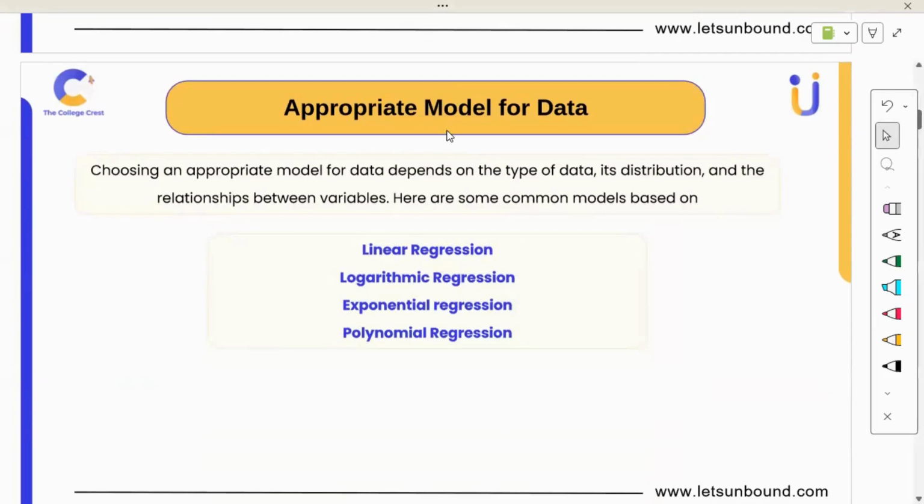For an appropriate model for data, we did many regressions: linear, quadratic, cubic, which come under polynomial regression, and logarithmic regression, exponential regression. So it depends upon the type of data, its distribution, and the relationship between variables. Not every model will fit any data. So there are some key features we need to check, and then we can make a regression which is a good fit.